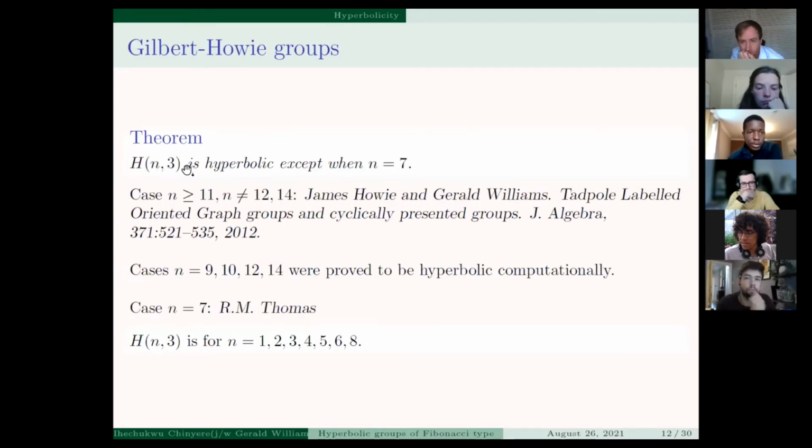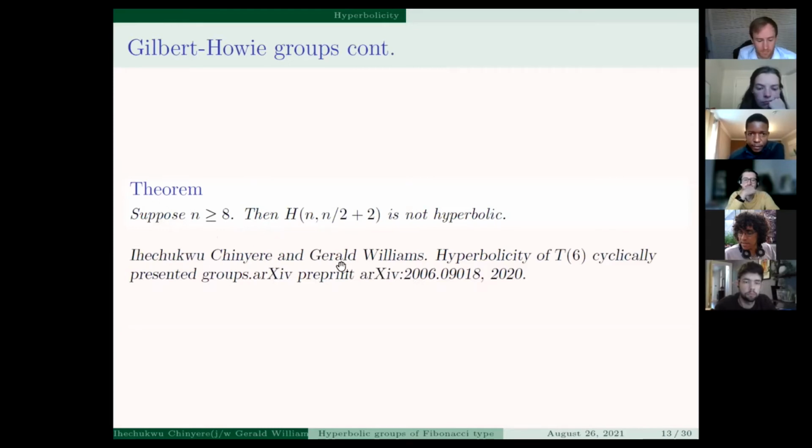Okay, the Gilbert-Howie groups are hyperbolic except when n is 7. Again, these cases were done computationally. These are finite, and most of the results were proved here, except in these 2 cases, which was covered here. And then a recent result of myself and Williams, we showed that this class of Gilbert-Howie groups are not hyperbolic. So the whole family here is not hyperbolic.